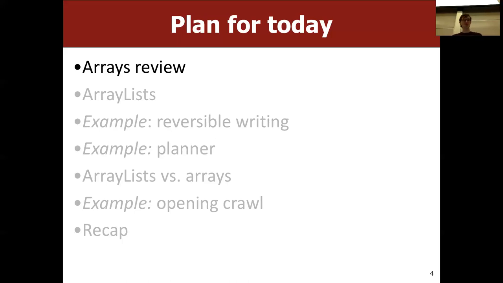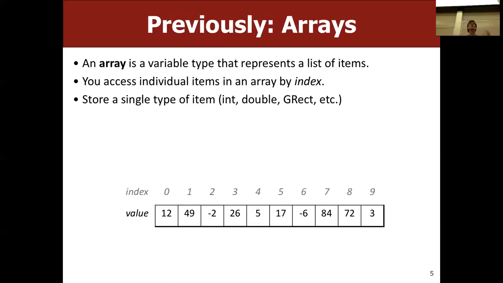Hopefully you're pretty familiar with arrays. But just to review and recap in preparation for moving to ArrayList, as we said before, an array is a variable type that represents a list of items. You access those items by a particular index in the array. So you can have many things in the array, and you access which element you want by index. You can store any single type of item in an array. We say that arrays are homogeneous because once you say what it stores, it can only store that one type of thing. But it can store anything you want: ints, doubles, T-rex, whatever.